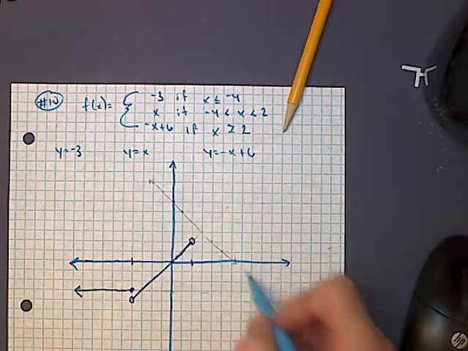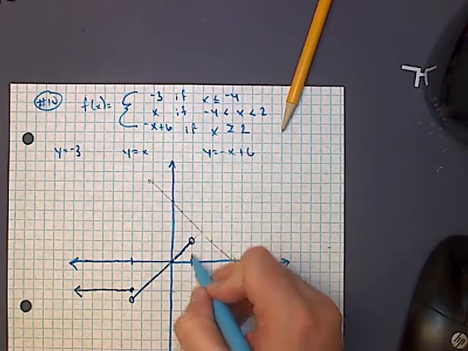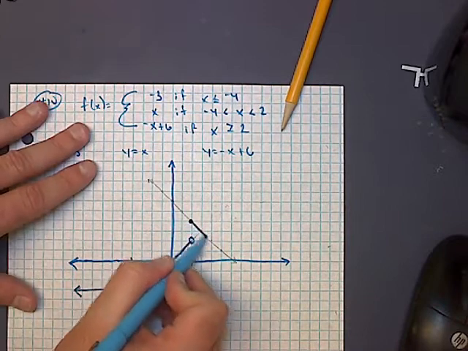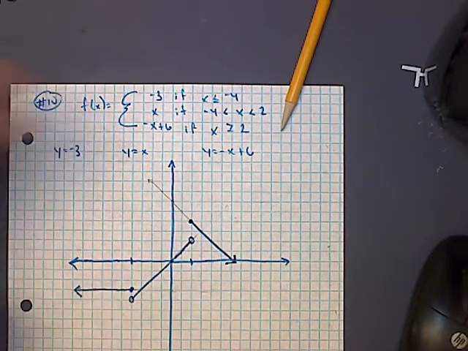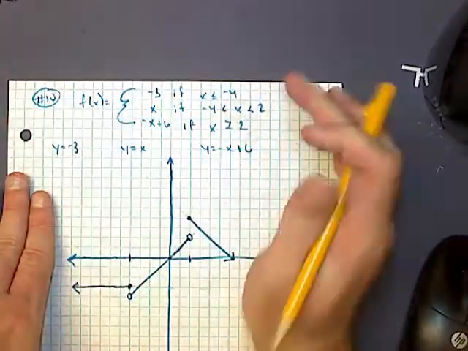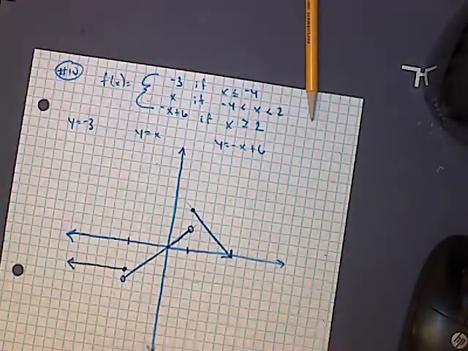Then this last function, negative x plus 6, go up from 2. Closed dot. And that would be my piecewise function.